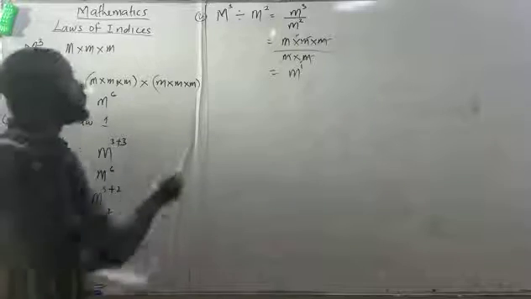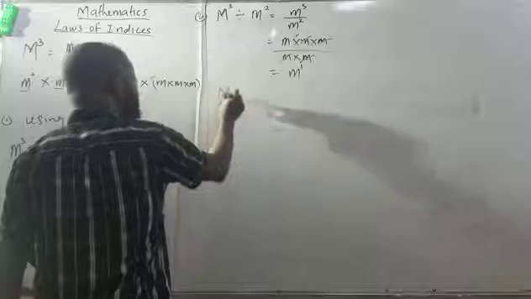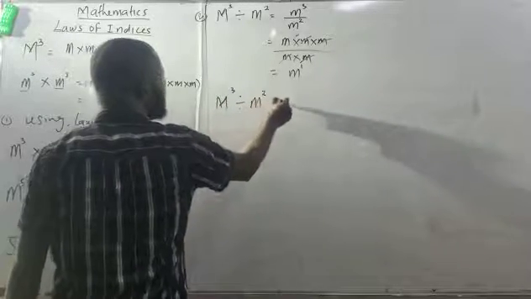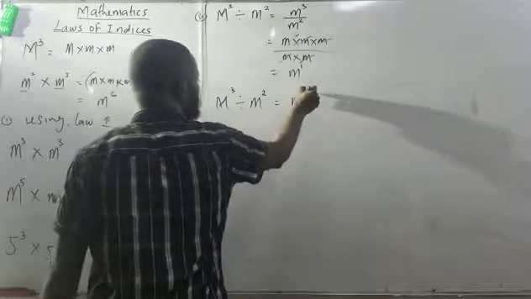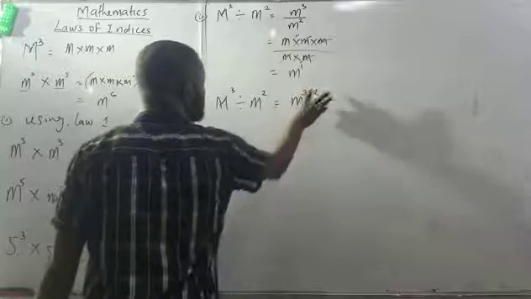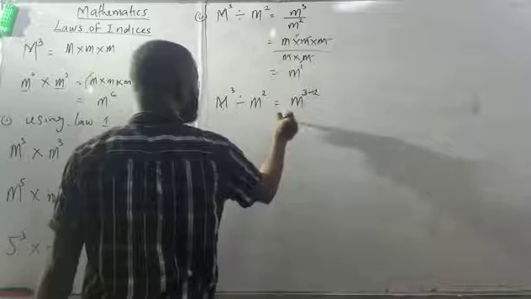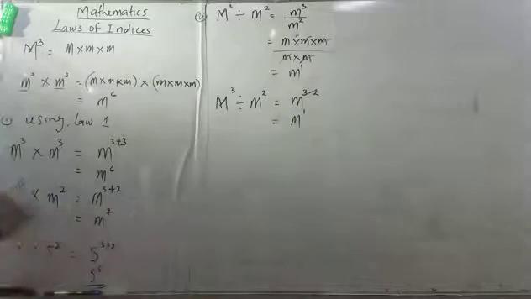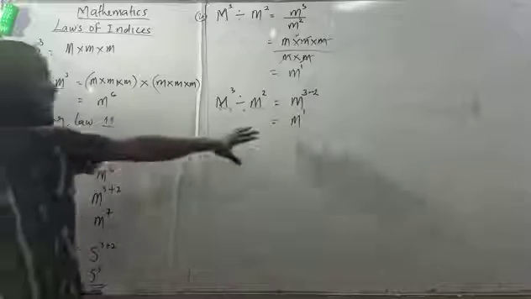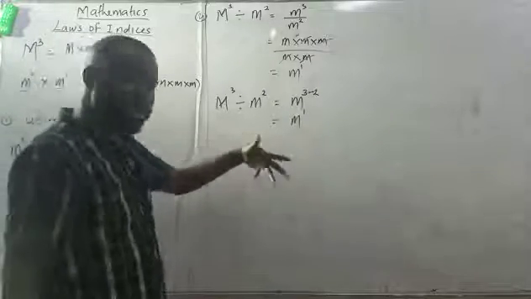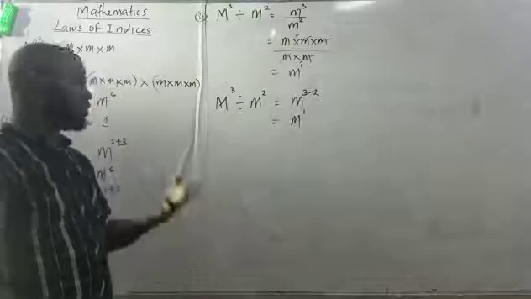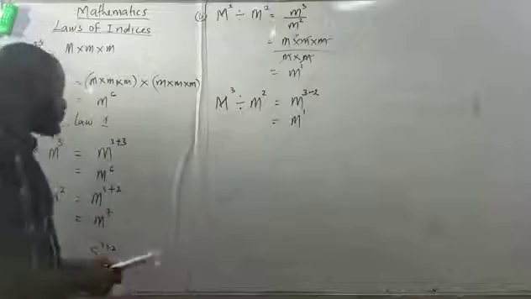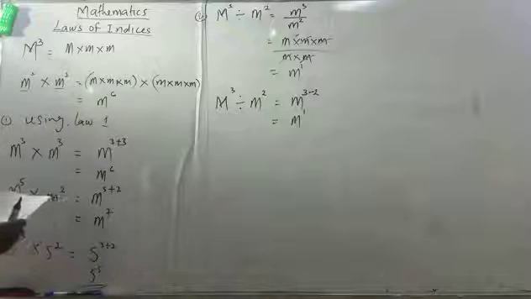But by the law, you can say that m raised to power 3 divided by m raised to power 2 means m raised to power 3 minus 2, which is m raised to power 1. Now, can you see, this is how to go by the law. It saves you time, it makes you very fast, and it reduces making mistakes. That is just what you need to know about that.